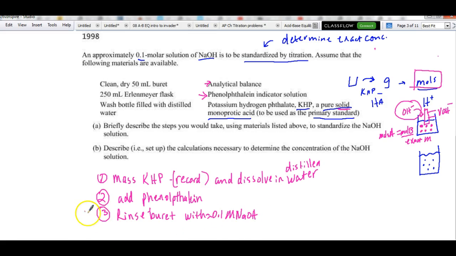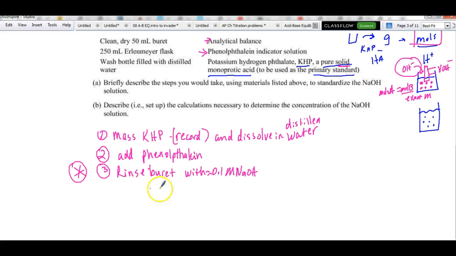This is always important. We're never going to rinse with distilled water because some of the water could be left in the sides and dilute the titrant we put in, the NaOH. And then we're going to fill the burette with that 0.1 molar NaOH. Oh, I'm sorry about this. You need to do this twice. You need to rinse twice.